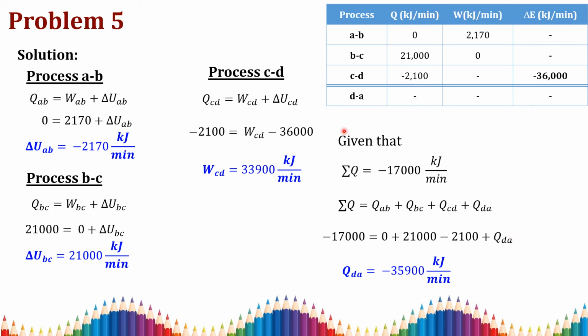So in this, we found delta E of AB, delta E of BC, work done of CD, and also Q of DA. In the next slides, we are going to find the work done of DA and also delta E of DA.